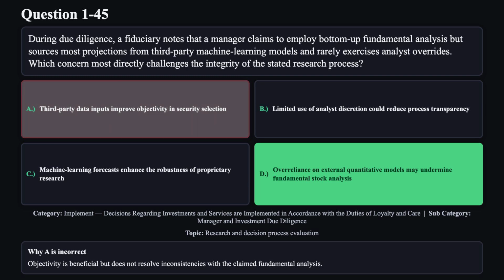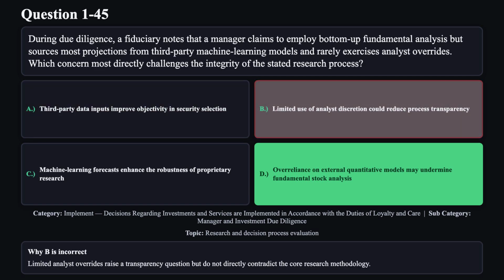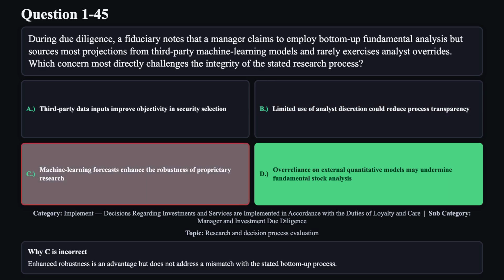Objectivity is beneficial but does not resolve inconsistencies with the claimed fundamental analysis. Reason B is not correct. Limited analyst overrides raise a transparency question but do not directly contradict the core research methodology. Reason C is not correct. Enhanced robustness is an advantage but does not address a mismatch with the stated bottom-up process.